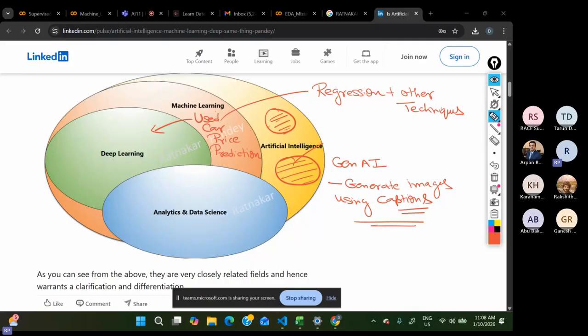But then we are looking at advanced techniques. So let's say recurrent neural network, right? Or convolutional neural network, right? All of those are part of machine learning, but because they're using a special technique called neural networks, they are deep learning algorithms. So all deep learning is machine learning. All machine learning is not deep learning. Deep learning is when you use a technique called neural networks.